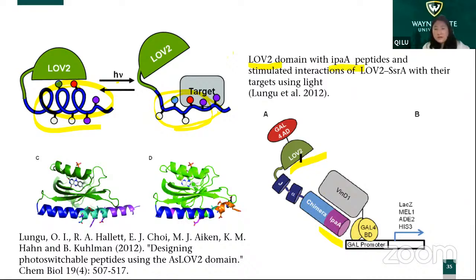Before the light, the LOV2 will be covering the IPAA, and there are no interactions between these two parts. After shining light, this part is exposed, and they start to have protein interactions. And the GAL4 AD will especially approach the BD and start the gene transcription.